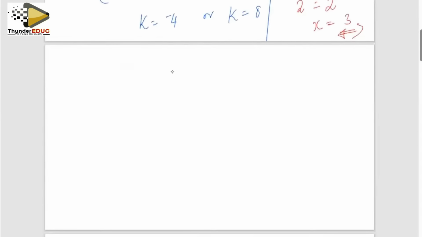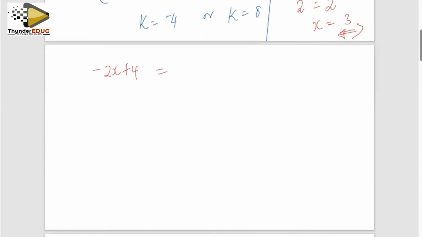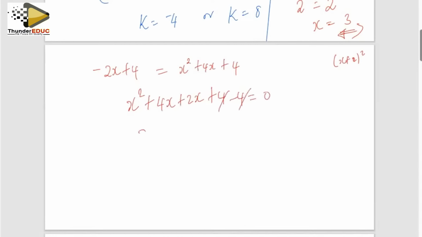Let me just put it aside. Negative 2x plus 4 is equal to, we have x plus 2 squared. Okay, so x plus 2 squared, that's going to be x squared plus 4x plus a 4. Okay, then I can create a standard equation. Let me move everything to the right-hand side. So that's going to be x squared plus a 4x plus a 2x plus a 4 minus a 4 is equal to 0. So this 4 cancels that 4. We only have this: x squared plus 6x must give us a 0.